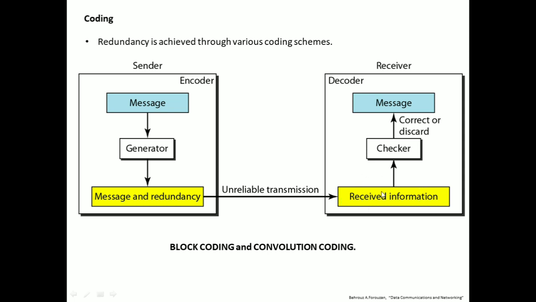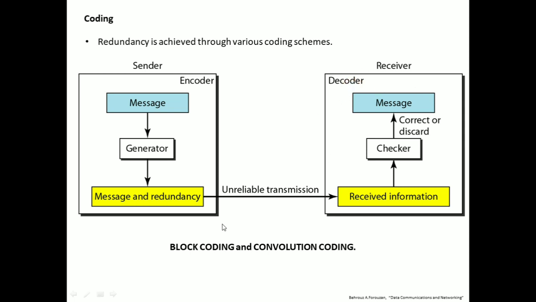Whenever the receiver receives the information, what does the checker do? The checker function is going to check whether the received information is correct or not. If the information received is correct, then it will deliver this message to the receiver. When the received information is not correct, then the checker is going to discard the message, that is, it will not send the message to the receiver. Okay, so this portion is called the encoder portion and this portion is called the decoder portion.